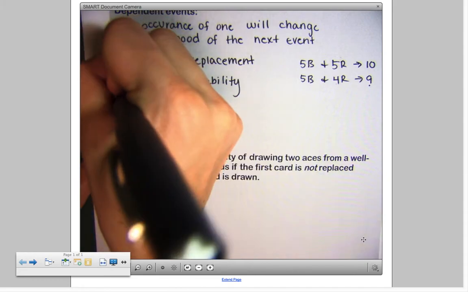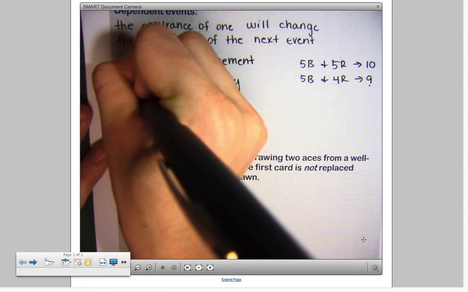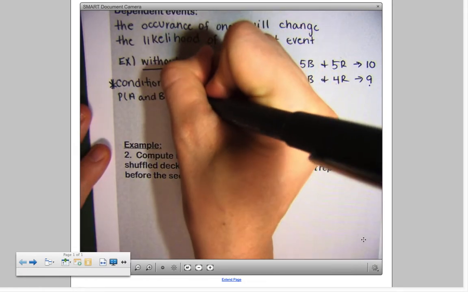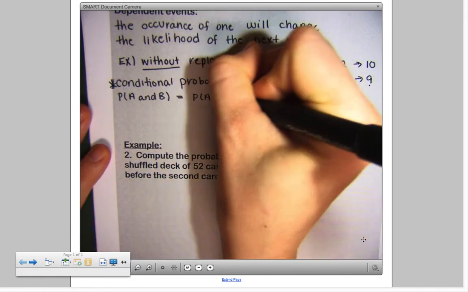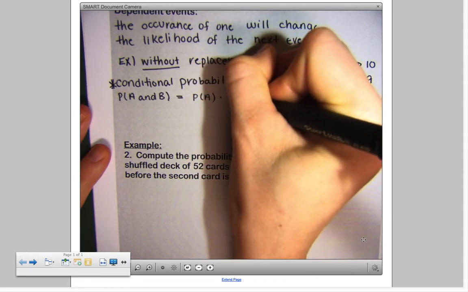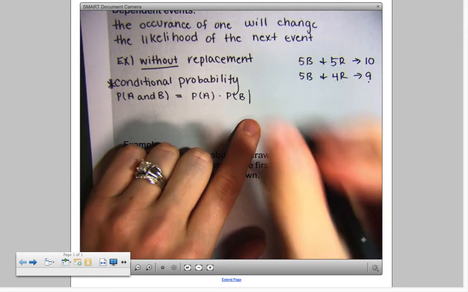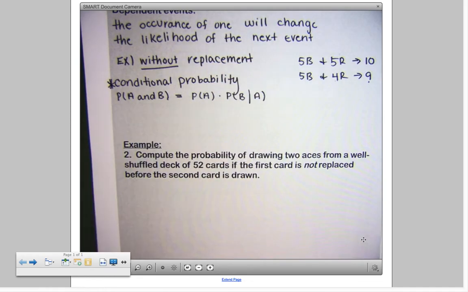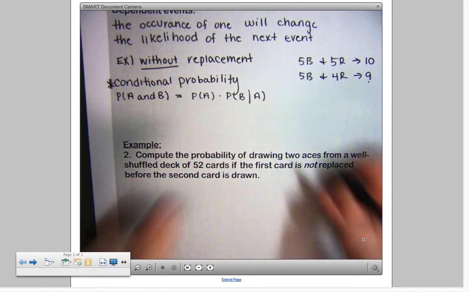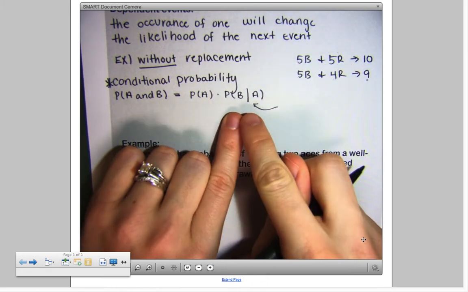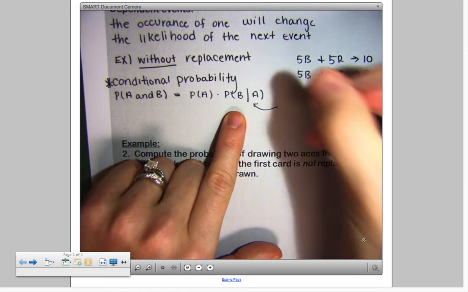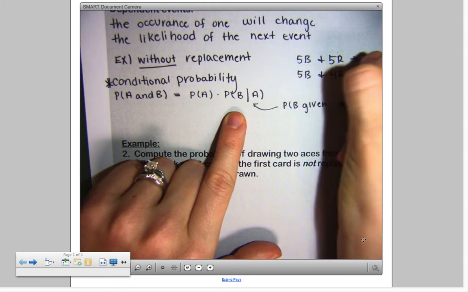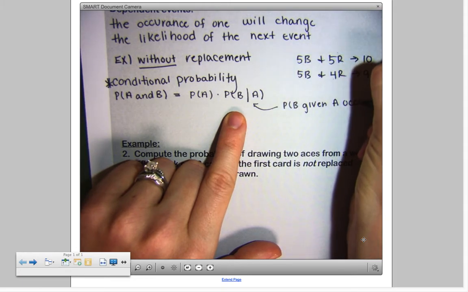Okay, and the formula for this, the probability of A and B is equal to the probability of A times the probability of B, and then we're going to draw a little line and then put A. Okay, and this right here, probability of B with the line A, this means probability of B given A occurred.